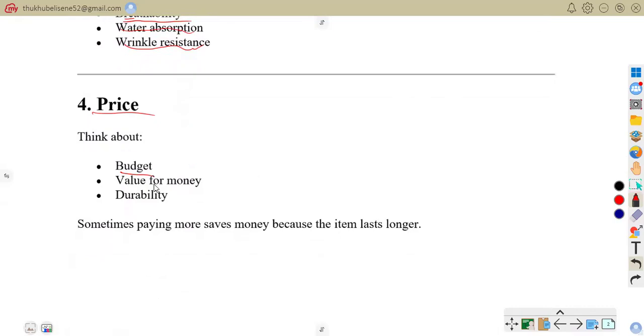Value for money. Consider whether the item is worth the price based on its quality and lifespan. For example, a good quality school uniform may cost more but last for several years. That is when you're talking about value for money.